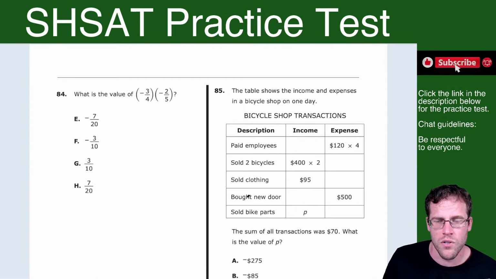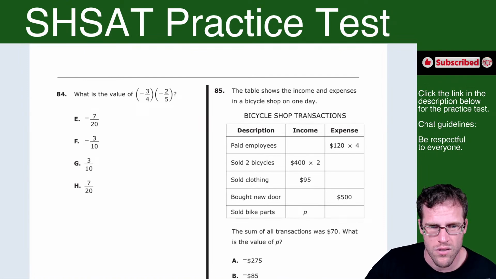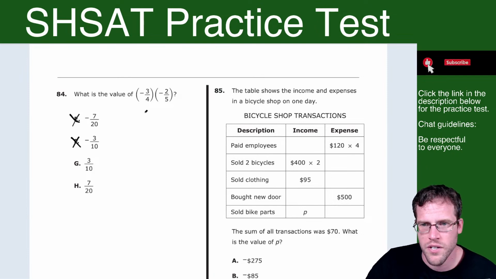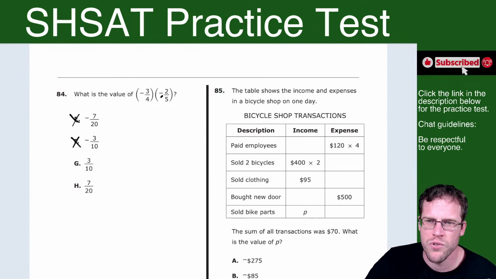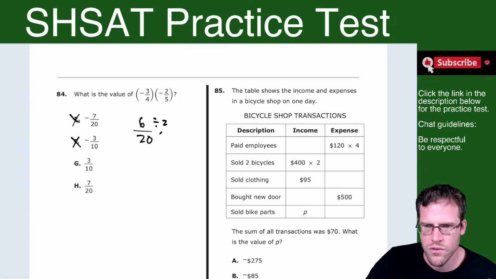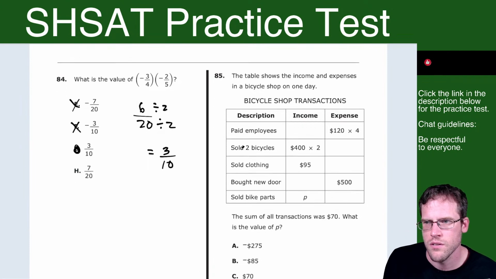All right, what is the value of this? Negative times negative is positive, so these aren't it. And this you could reduce ahead of time or do it later. So 3 times 2 is 6, 4 times 5 is 20, and then just reduce. It's 3/10. So choice G.